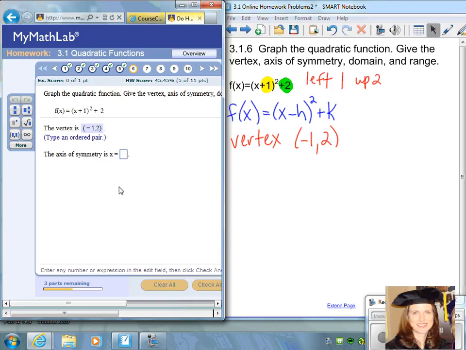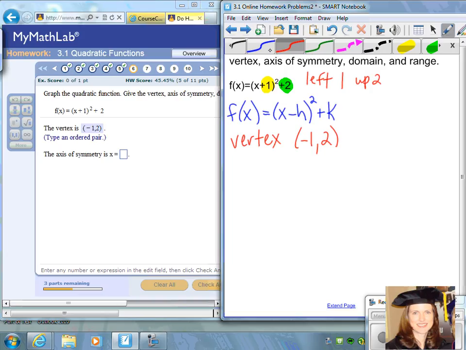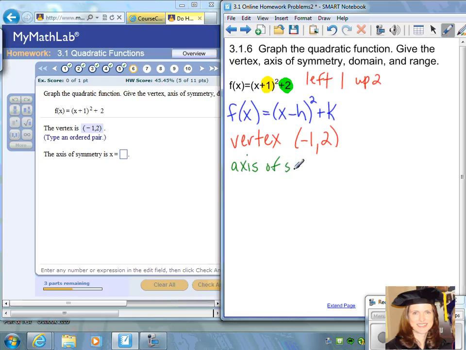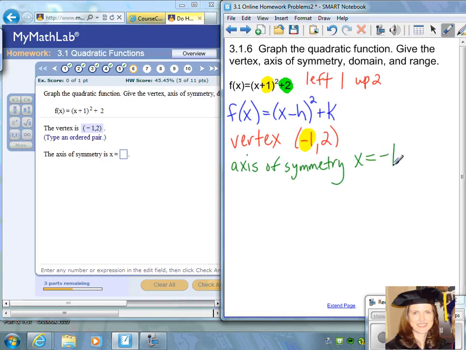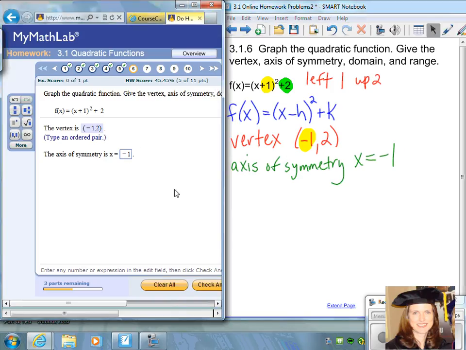Now we want to find that axis of symmetry. That axis of symmetry is always a vertical line for a quadratic function that goes right through the vertex. So the axis of symmetry is a vertical line, and the vertical line is always an x equals a number equation, and the x equals the x part of the vertex. So that is going to be the equation of our axis of symmetry. It's that vertical line that goes right through the vertex.